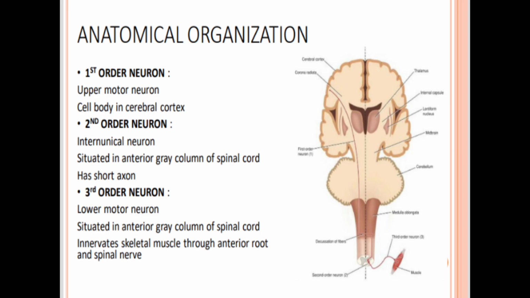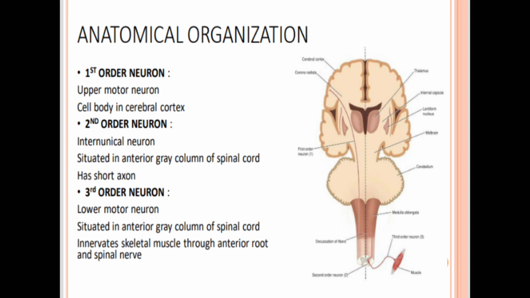The first order neuron is the upper motor neuron and its cell body is located in the cerebral cortex. It gives rise to axons, and these axons terminate by synapsing on the second order neuron. The second order neuron is known as the internuncial neuron, and its cell body is located in the anterior gray column of the spinal cord. The axons originating from these neurons are short and they terminate by synapsing on the third order neuron.